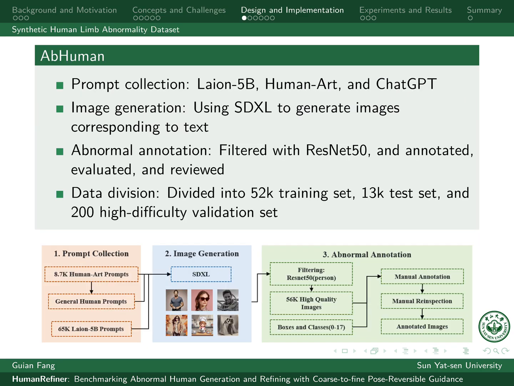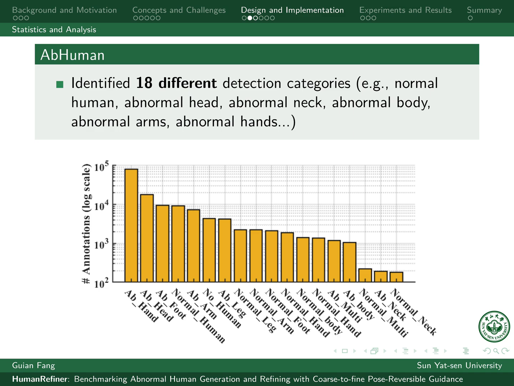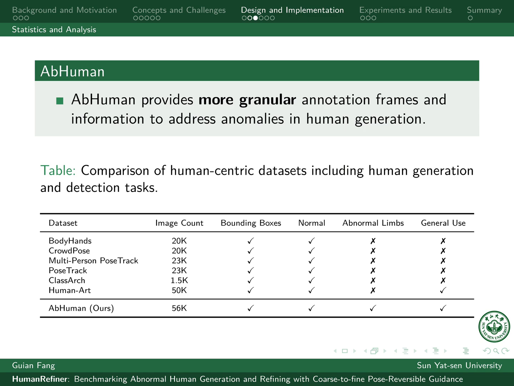To address this, I first tackled the data problem by developing a synthetic abnormal limb dataset called AbHuman. The textual prompts were sourced from LAION and HumanArt, and some were generated using ChatGPT. SDXL was used to generate the images, which were then annotated by trained experts who provided fine-grained bounding box annotations for limb anomalies. We annotated a total of 18 categories, and as shown in the table, hands remain the most error-prone part, often humorously referred to as the six-fingered AI. Compared to other works, AbHuman provides more fine-grained annotations and richer information.